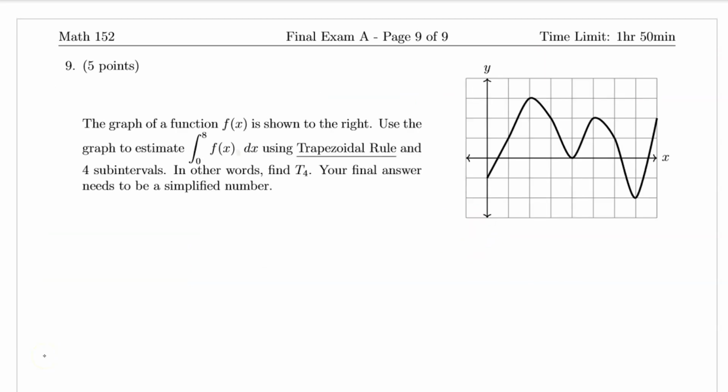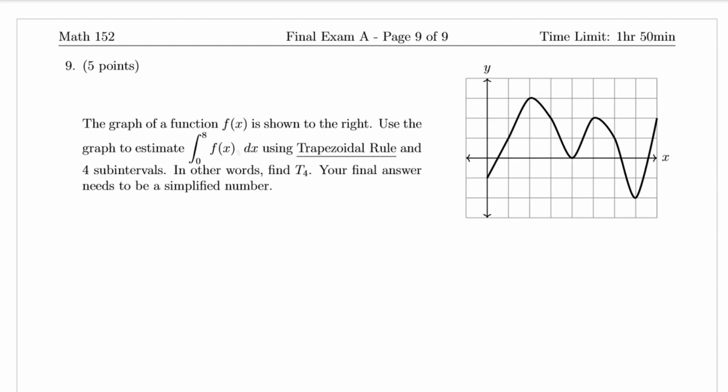Question 9 says the graph of a function f of x is shown to the right. Use the graph to estimate the definite integral from 0 to 8 of f of x dx using the trapezoidal rule and 4 subintervals. In other words, we'd like to find T sub 4. Your final answer needs to be a simplified number.